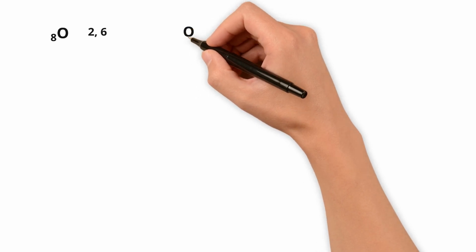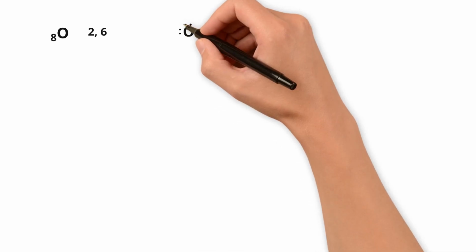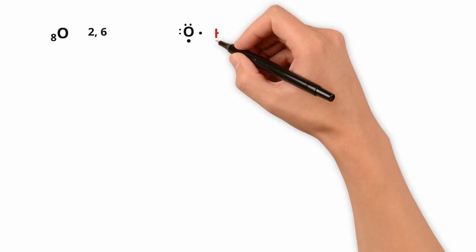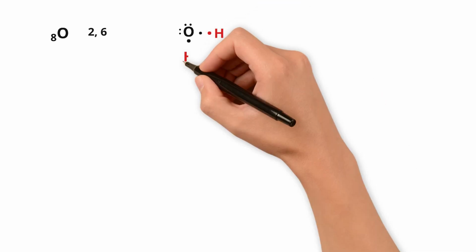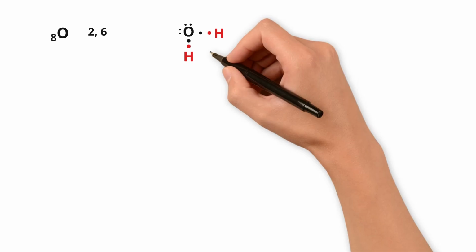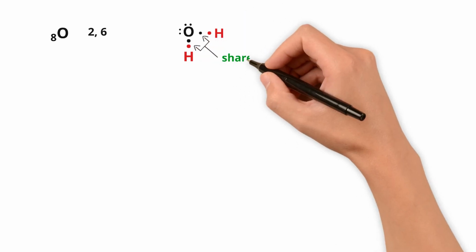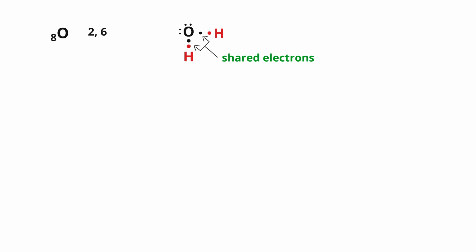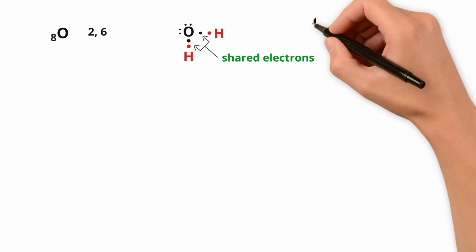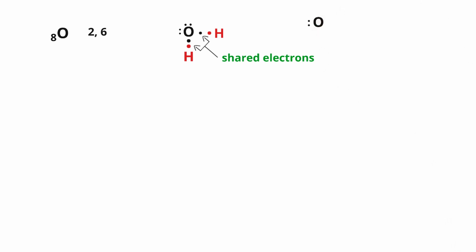Now, let me give you an additional example. Oxygen with atomic number 8 has electron configuration 2, 6, meaning that an oxygen atom needs 2 electrons to have 8 electrons in its outermost shell. Therefore, one oxygen atom reacts with 2 hydrogen atoms and forms a water molecule. Now, this pair of electrons, we call a shared electron pair, and these shared electrons are formed from one electron from hydrogen and one electron from oxygen. The shared electrons again make a bond.